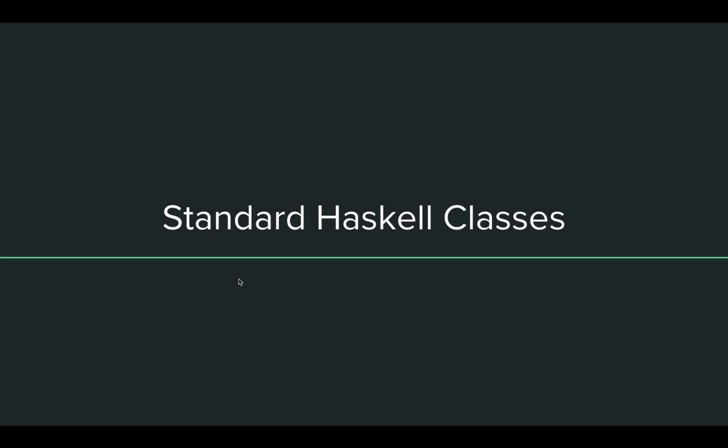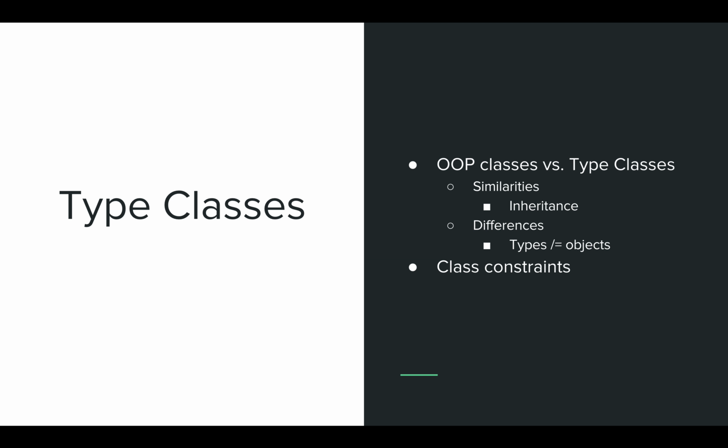Now, on to standard Haskell classes. Type classes can be a metaphor for classes in object-oriented programming, just as types could be compared to objects. Type classes share a hierarchical structure of inheritance that object-oriented programming classes have, namely in terms of operations and methods. However, types are not objects. Type comparisons are evaluated at compile time, not runtime, making Haskell methods completely type-safe.